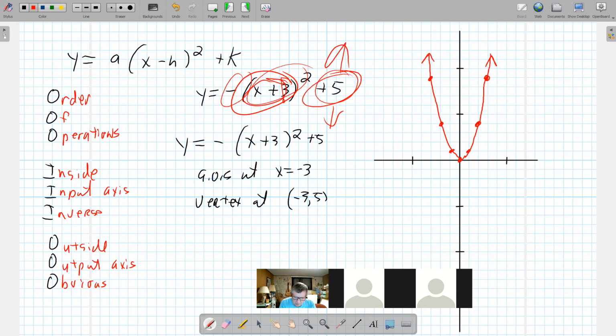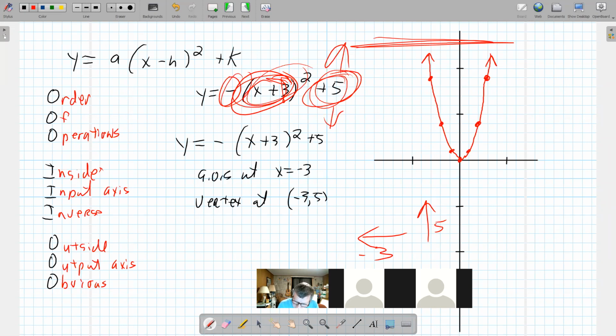Okay. What's the x plus 3 inside going to do? On the inside, it's going to move it along the input axis, the inverse. So it's going to go what? 3 units to the left. You see that? So we'll say -3, 3 units that way. What's this going to do? That's going to move it up 5 units. And what's this going to do? It's going to flip it over.